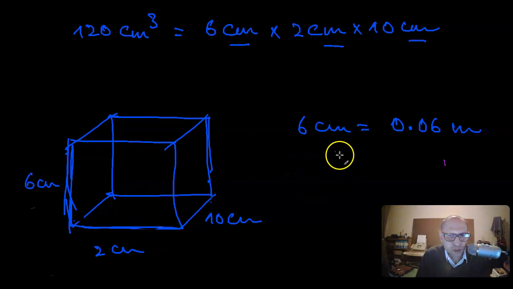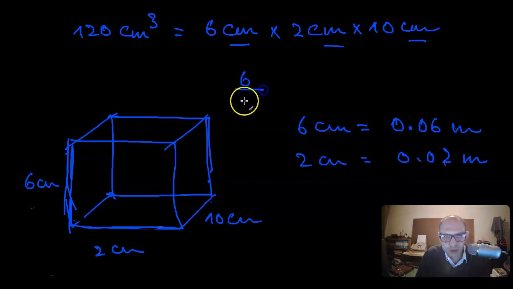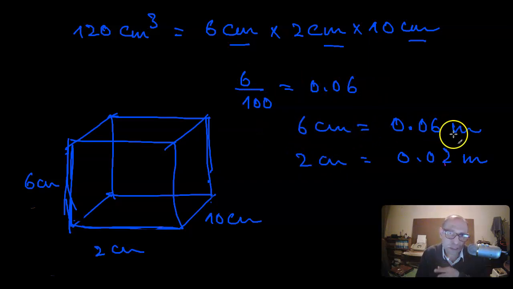And then 2 centimeter would be essentially 2/100 of a meter. Meaning 6/100, which you can write as 0.06. So it's essentially the same thing. And the reason why I'm saying that 6 centimeter is 6/100 of a meter is because of the fact that essentially 100 centimeter is 1 meter, right?